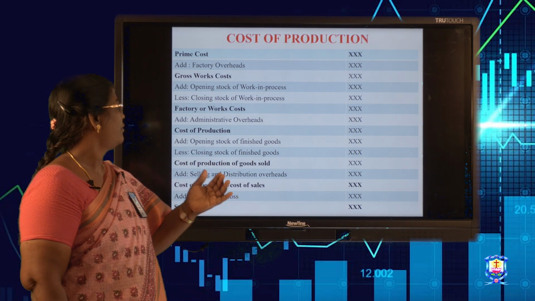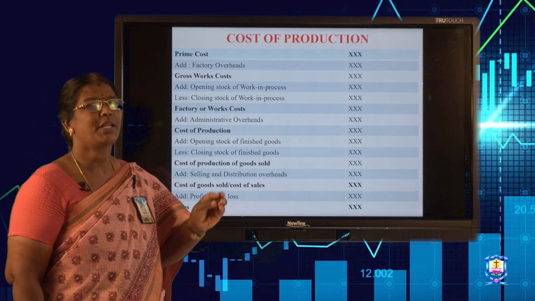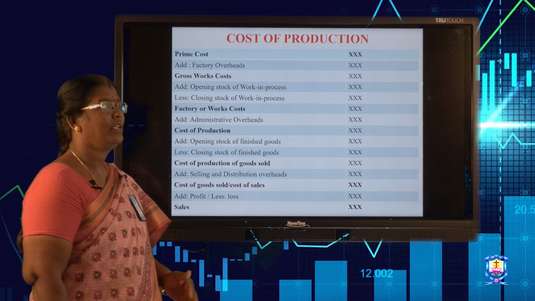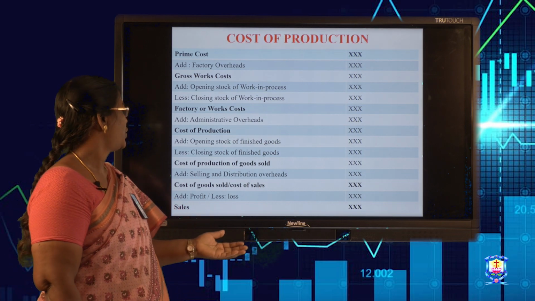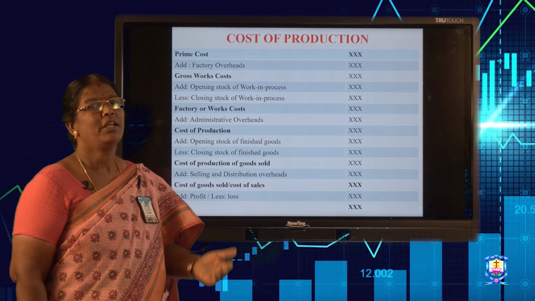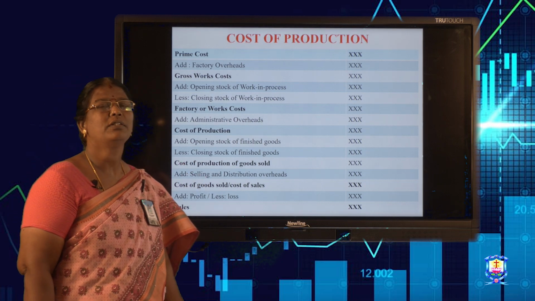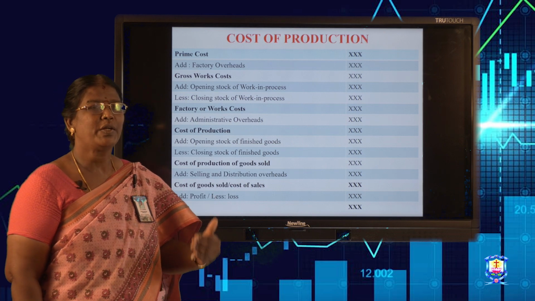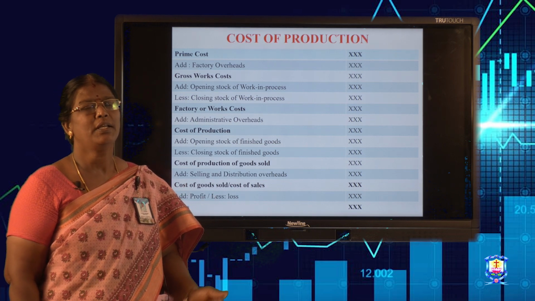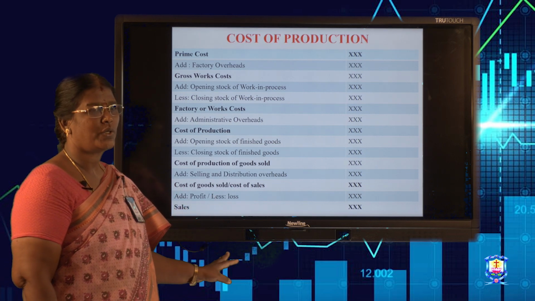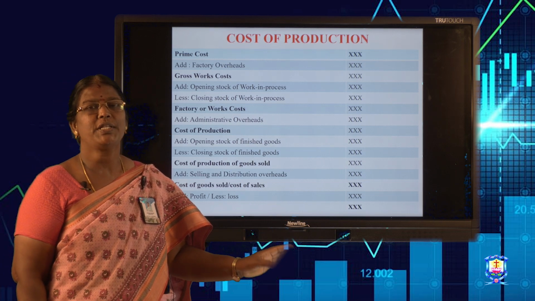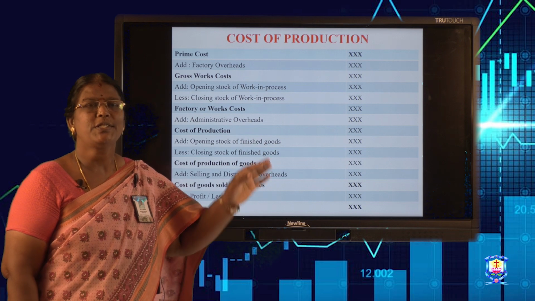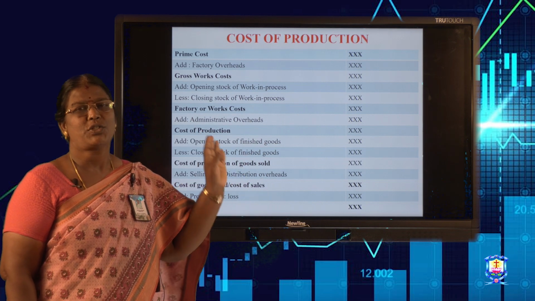Then you can get the factory cost or work cost. With that, if you add all administrative expenses, you can get the cost of production. Then after getting cost of production, if you add opening stock of finished goods and less closing stock of finished goods, you can get cost of production of the goods sold. Then you have to add all selling and distribution expenses. Then you can get the cost of goods sold. After calculating this cost of goods sold, if you deduct it from the sales, you can get the profit. This is the procedure for calculating the cost of production.